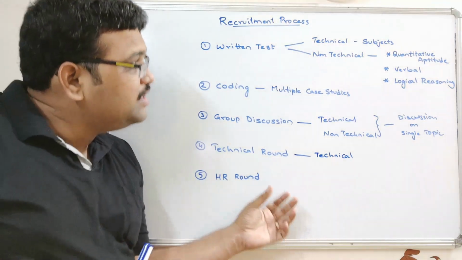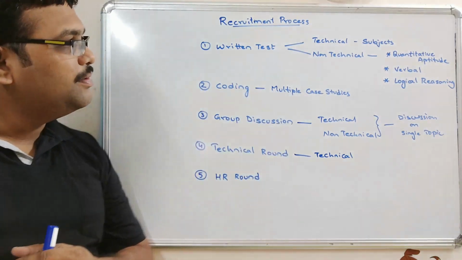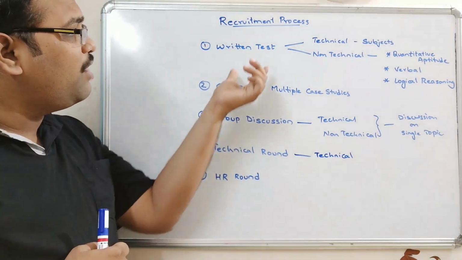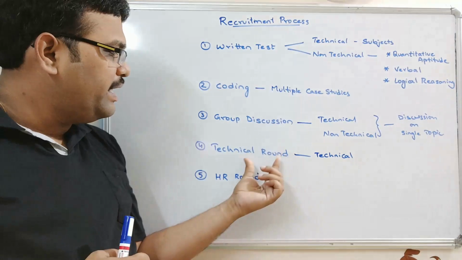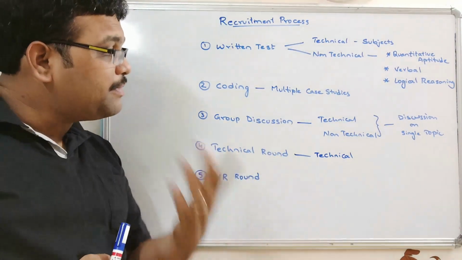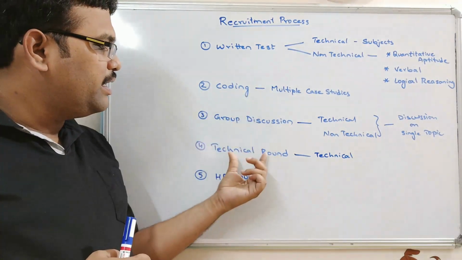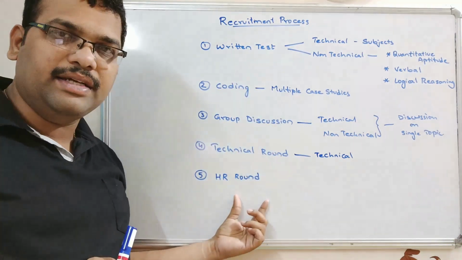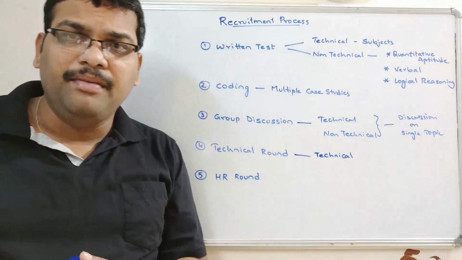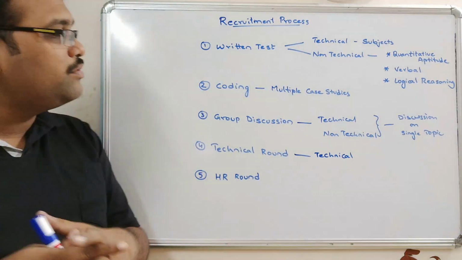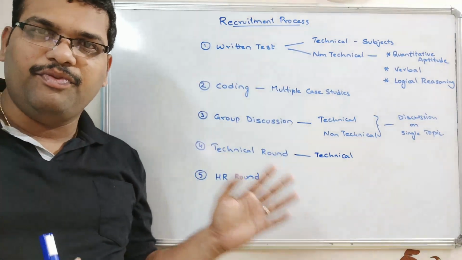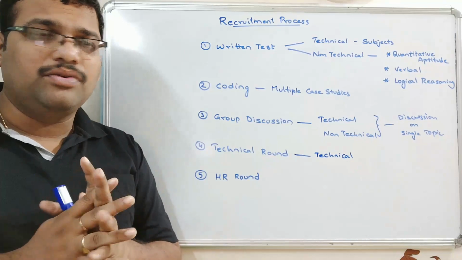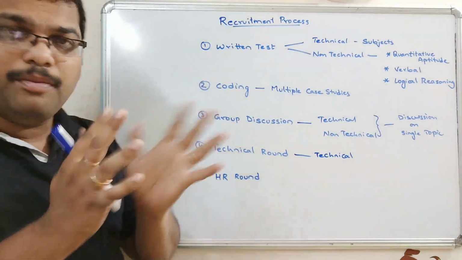Right? So these are all the rounds involved in the recruitment process. Some companies will have a written test as the first round, then technical, followed by HR. Some companies will offer coding, technical, HR. Some companies will offer written, group discussion, technical, and HR. So it depends upon the company. A student has to crack all these things before getting the job, and that is not very easy. So I hope you understood this recruitment process.